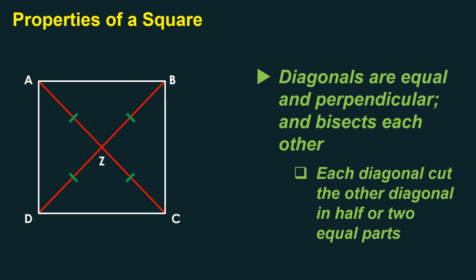Next, each diagonal cuts the other diagonal in half, or two equal parts. So that means that AZ is also equal to CZ, is also equal to BZ, and is also equal to DZ. They have the same measurement.